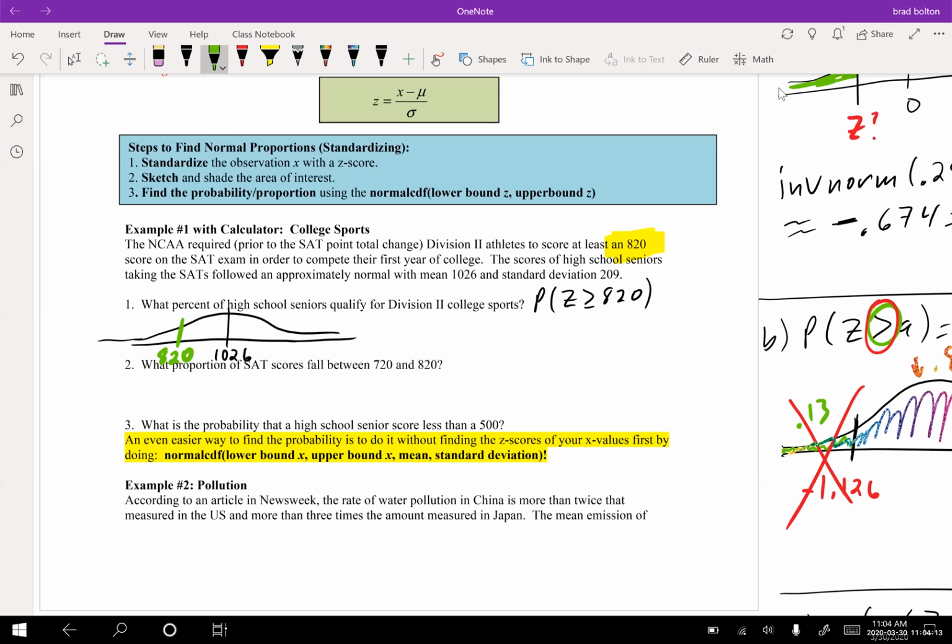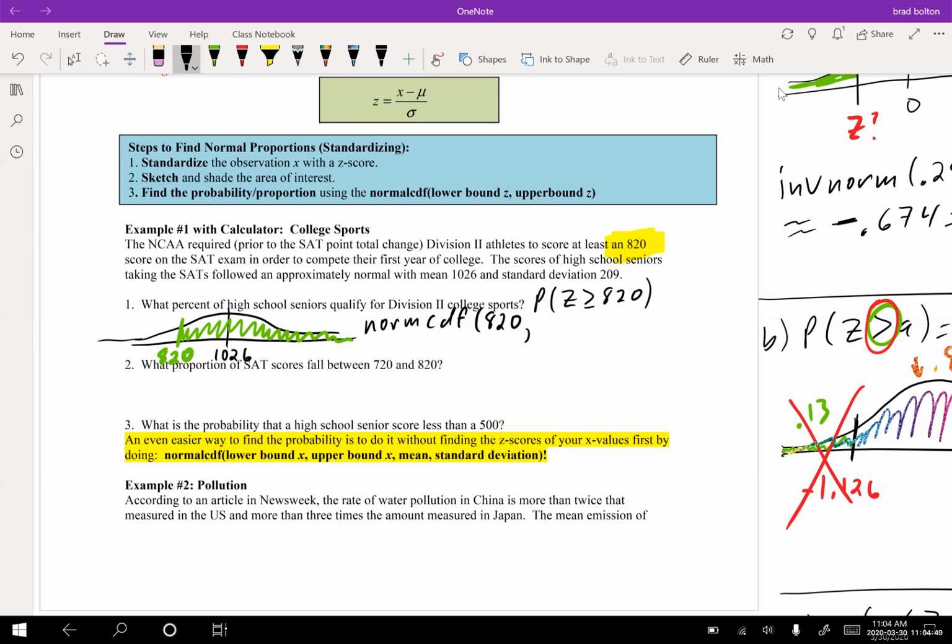Okay. The athletes need to score at least an 820 on their score. So they want to know this probability, because if you score above an 820, you still make it, right? If you score below, you're not qualified to play. So I'm going to use my normal CDF function. Where am I going to start counting probability, or area? That's right, at 820.